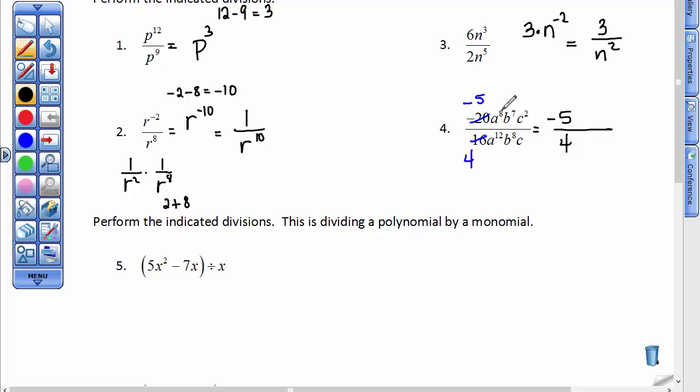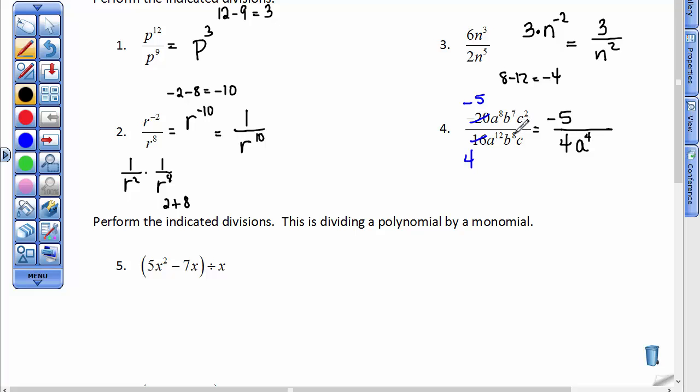See the a to the 8th and the a to the 12th? There's 4 more a's downstairs. Yes, 8 minus 12 would equal a negative 4. I'm going to immediately put it downstairs and write it as a to the positive 4.